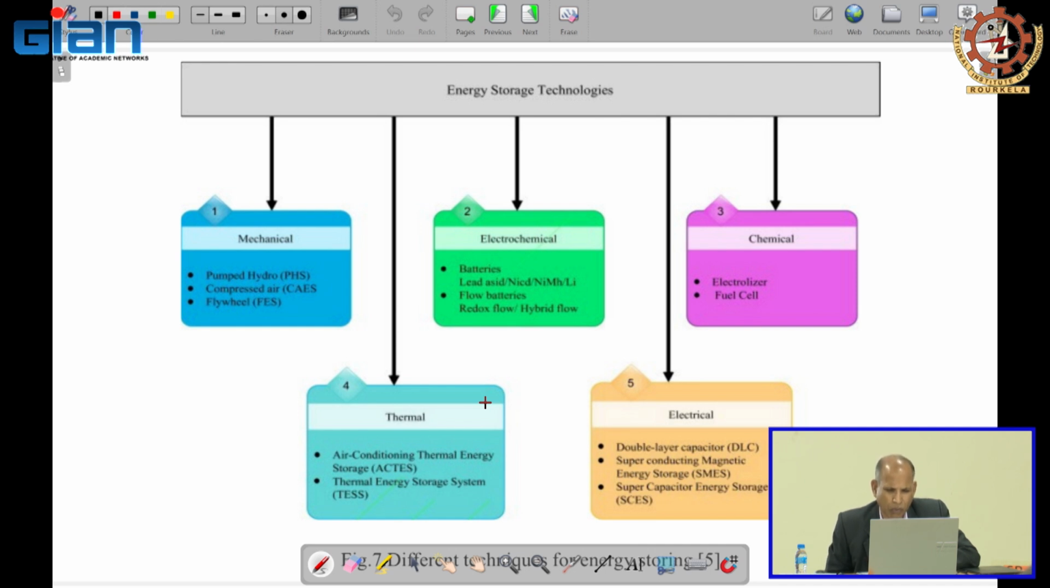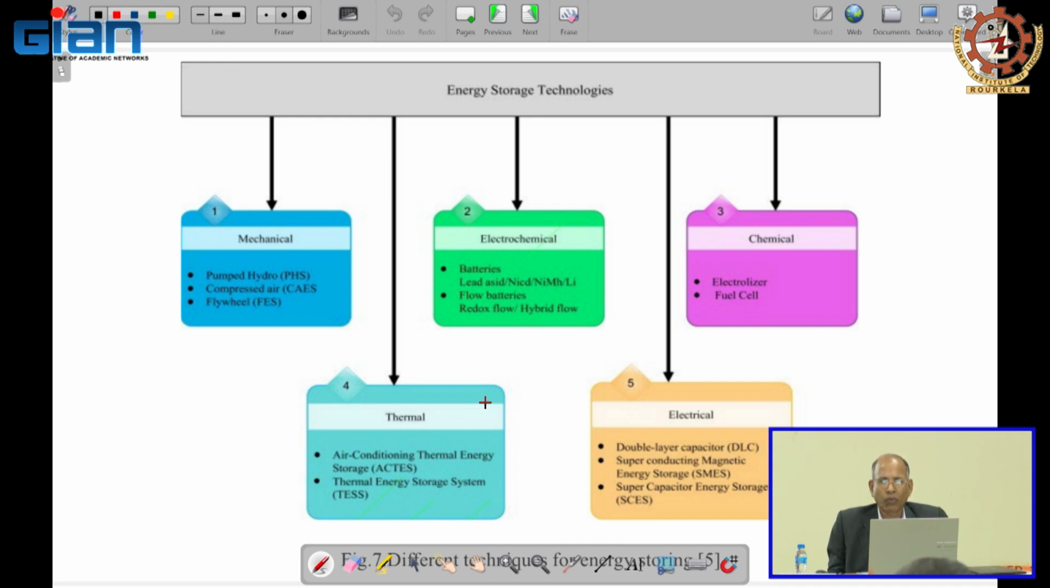The fuel cell is part of the discussion for this course as well. Thermal energy storage, air conditioning thermal energy storage. Then in terms of electrical storage, capacitor banks, superconducting magnetic energy storage, supercapacitors. So you can see that there is a large number of options available for the storage system.